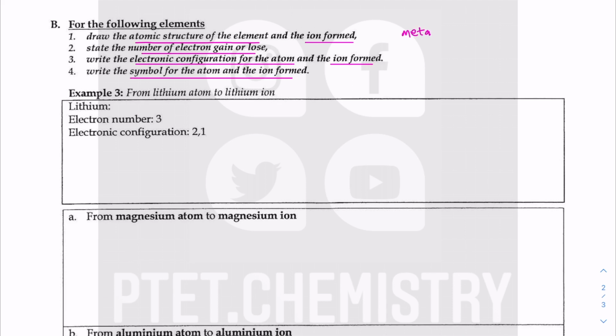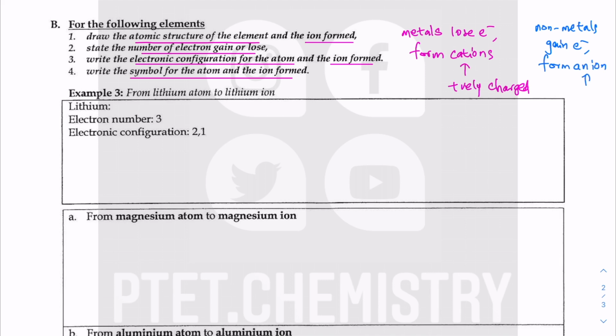Remember, metal lose electrons, metal form cations. Cations are positively charged, all right, and then which means the other thing must be opposite. Non-metal gain electrons, and when non-metals gain electron, they form anion, and anions are negatively charged. Okay, so a lot of this come down to experience.